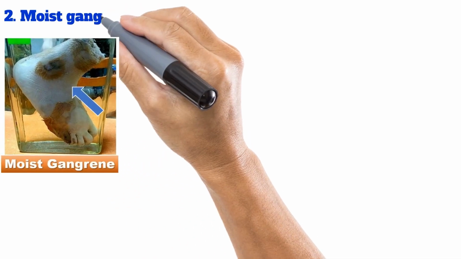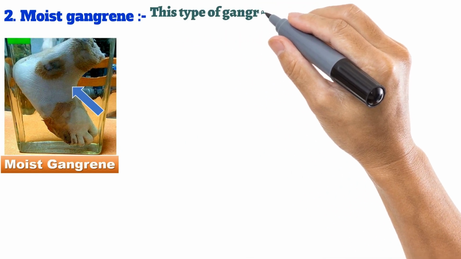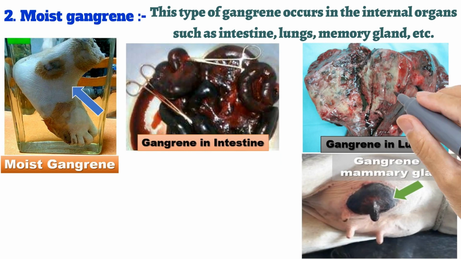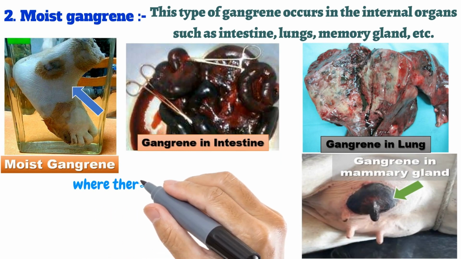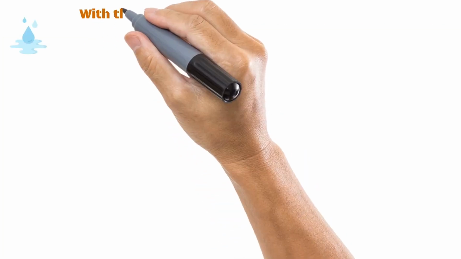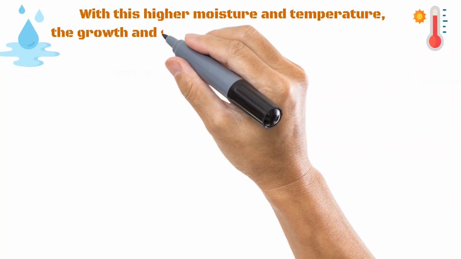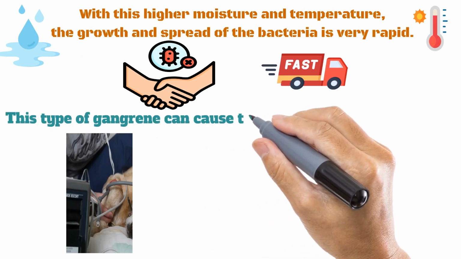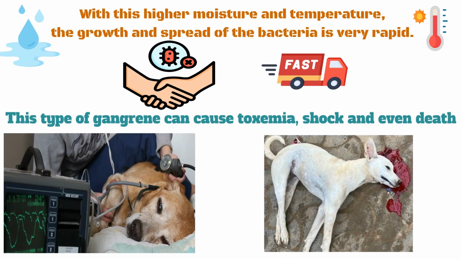The second type is moist gangrene. This type of gangrene occurs in internal organs such as the intestine, lungs, mammary gland, etc., where there is a plentiful amount of moisture and the temperature is also higher. With this higher moisture and temperature, the growth and spread of the bacteria is very rapid. This type of gangrene can cause toxemia, shock, and even death.